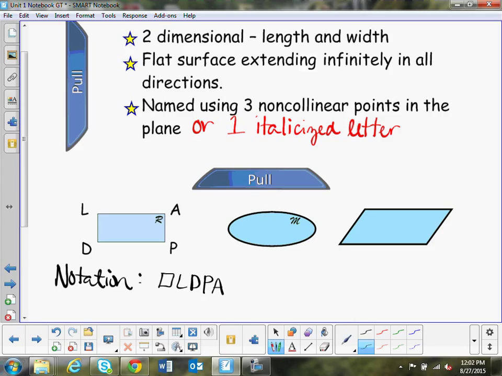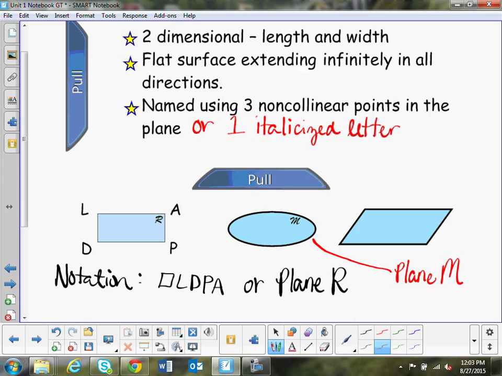Now if you use 2 only, you're getting it wrong. You have to use at least 3. Or remember I said if you use 1 italicized letter, you would write plain R. So that's the first one. The second one over here does have 1 letter on it. The only way you can name that is plain M. And this one didn't have any letters on there at all, so we won't name that.